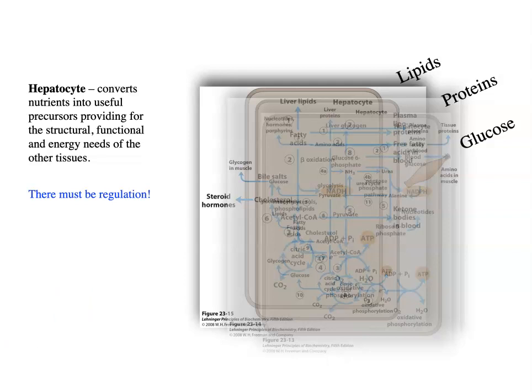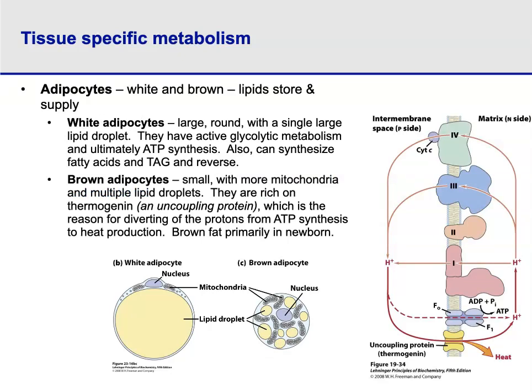Alright, well, enough with hepatocytes. Now let's talk more about adipocytes. These are another name for, or the official name of, fat cells. Well, there are multiple types of fat, but in general, there are two types, white and brown fat. And their primary function is lipid storage and supply.